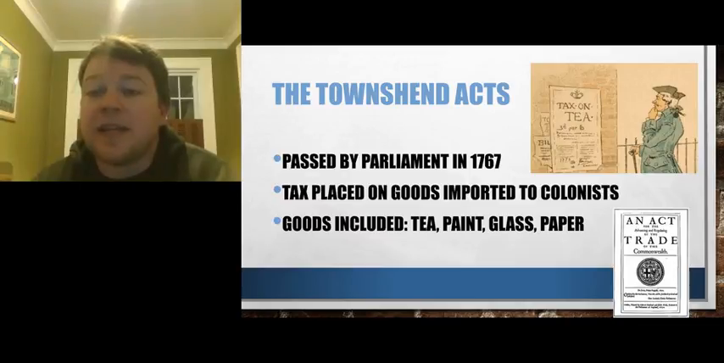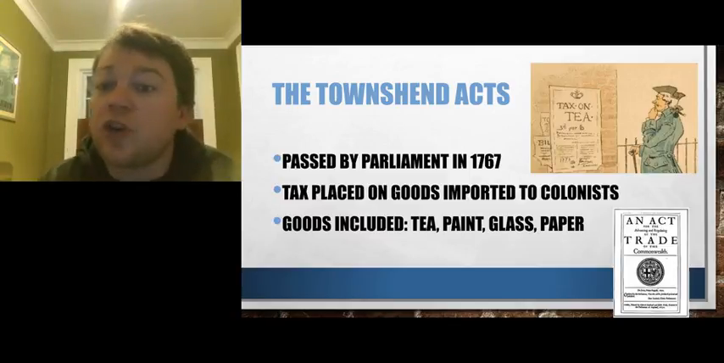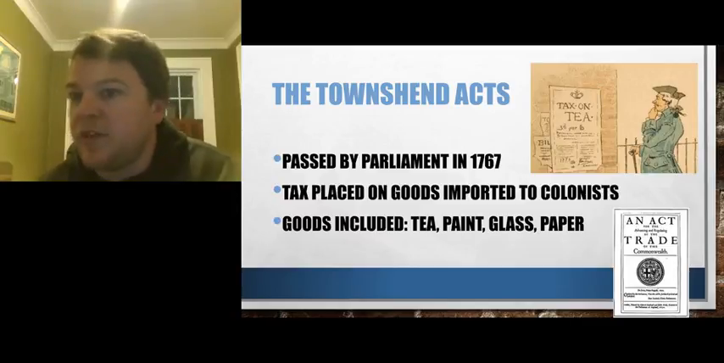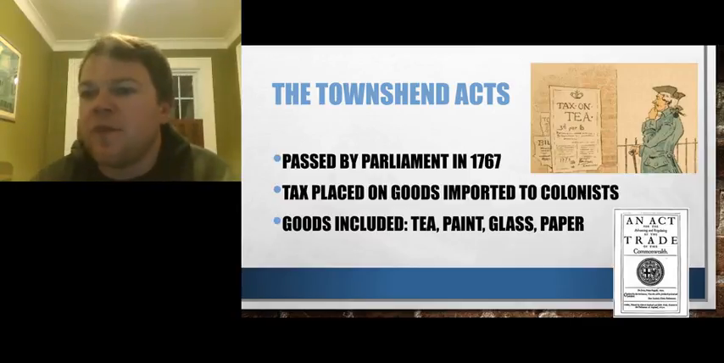It's going to be a tax on tea, which is going to be a huge issue because it would be kind of like putting a tax on any type of sugary drink today. It would be something that we consume as much as colonists were consuming tea in 1767. Paint, glass, paper products, different types of metals. Literally anything that was being manufactured in England and being sent back, as the mercantilist policy was, to the colonists would have a tax placed on it.